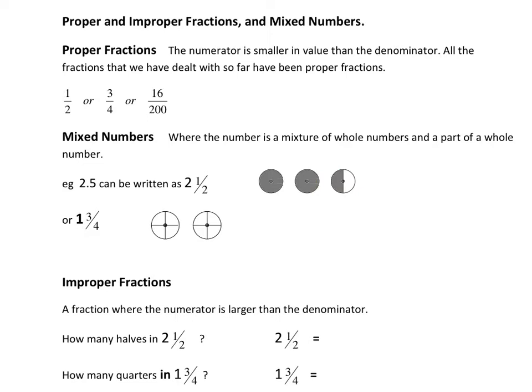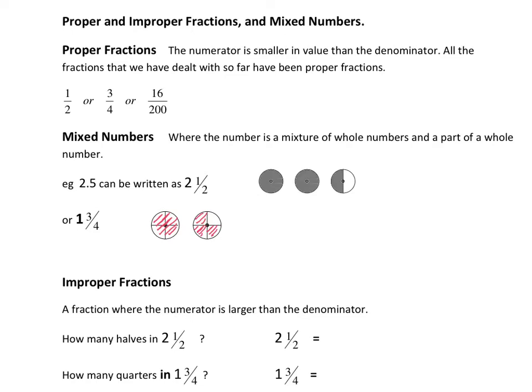If I wanted to do the same for 1 3/4, shade the bits that I'm interested in, well, there's one whole circle shaded and 3 parts out of 4 of the remaining circle. So that's my mixed number of 1 3/4.